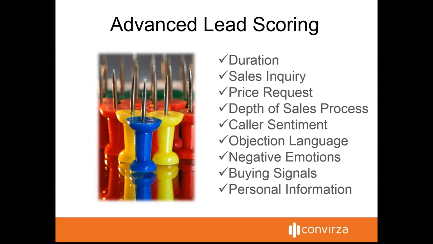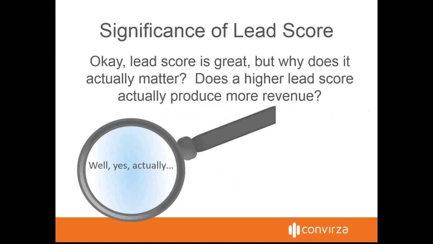Also, buying signals. Did they say things prior to buying that indicate that they will buy? And then, were they willing to share personal information? We found that the more personal information someone shares, the more likely they are to buy. And so that's a factor in our lead quality scoring metrics as well. And again, this is not all encompassing, but these are a few of the factors that our system extracts. So lead score is great, but does it actually produce more revenue?